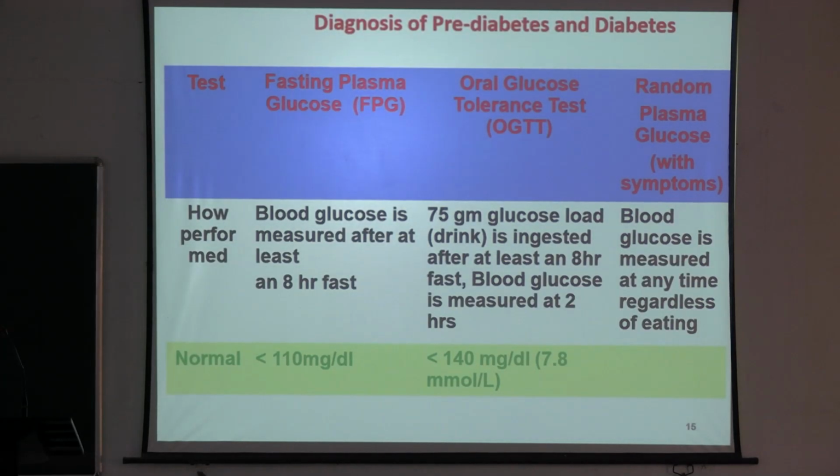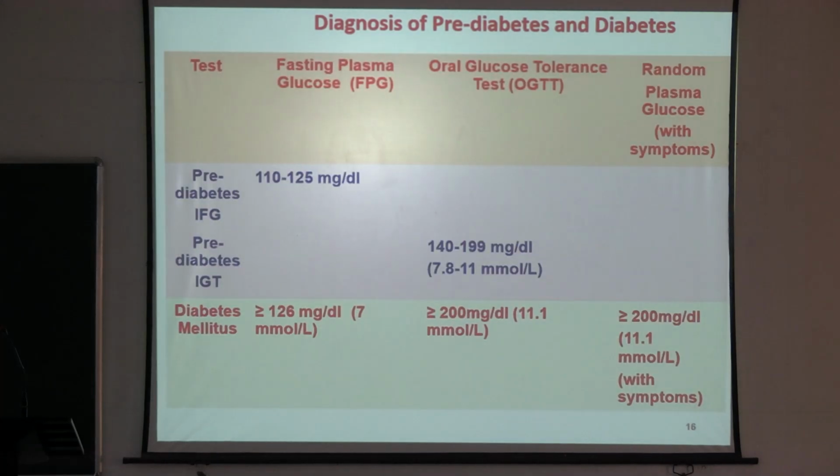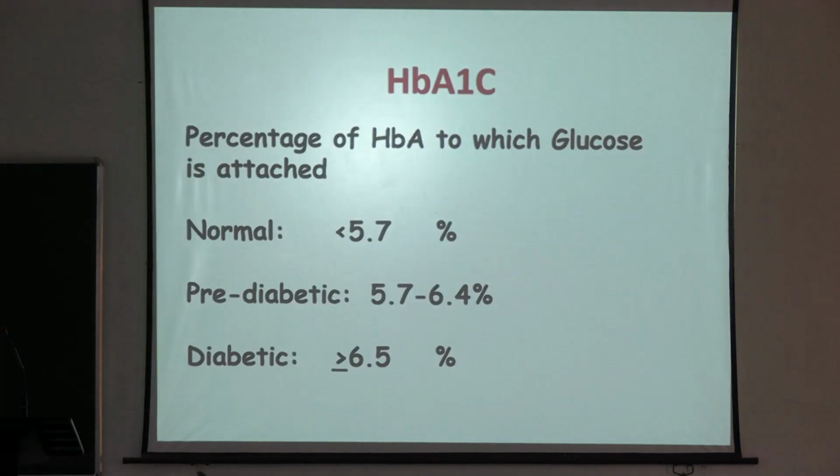And the common diagnosis is through blood test. Fasting blood sugar should be below 110, postprandial is below 140, and there are various other methods. They also have HbA1c, which should be less than 5.7. This is a marker for diabetes.